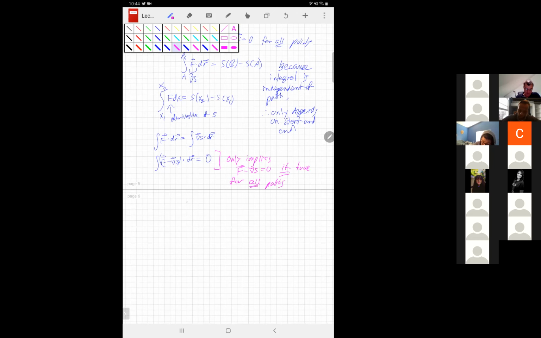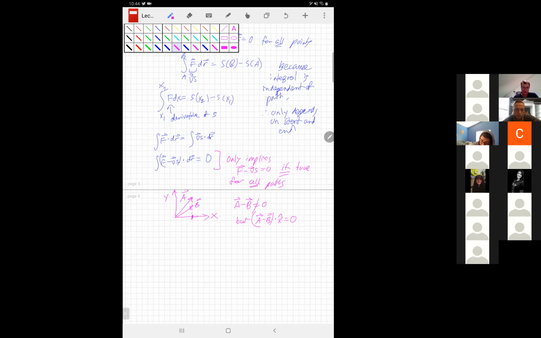If it was only true for a few paths, let's imagine I've got two vectors, A and B. A and B are different vectors, but lo and behold, they just happen to have the same x component, right? Here's my y-axis, here's my x-axis. A and B have different lengths, they have different directions, but they happen to have the same x component. A minus B is not equal to 0 because they're different vectors. I subtract them, I can't get 0. But A minus B dot x hat equals 0.